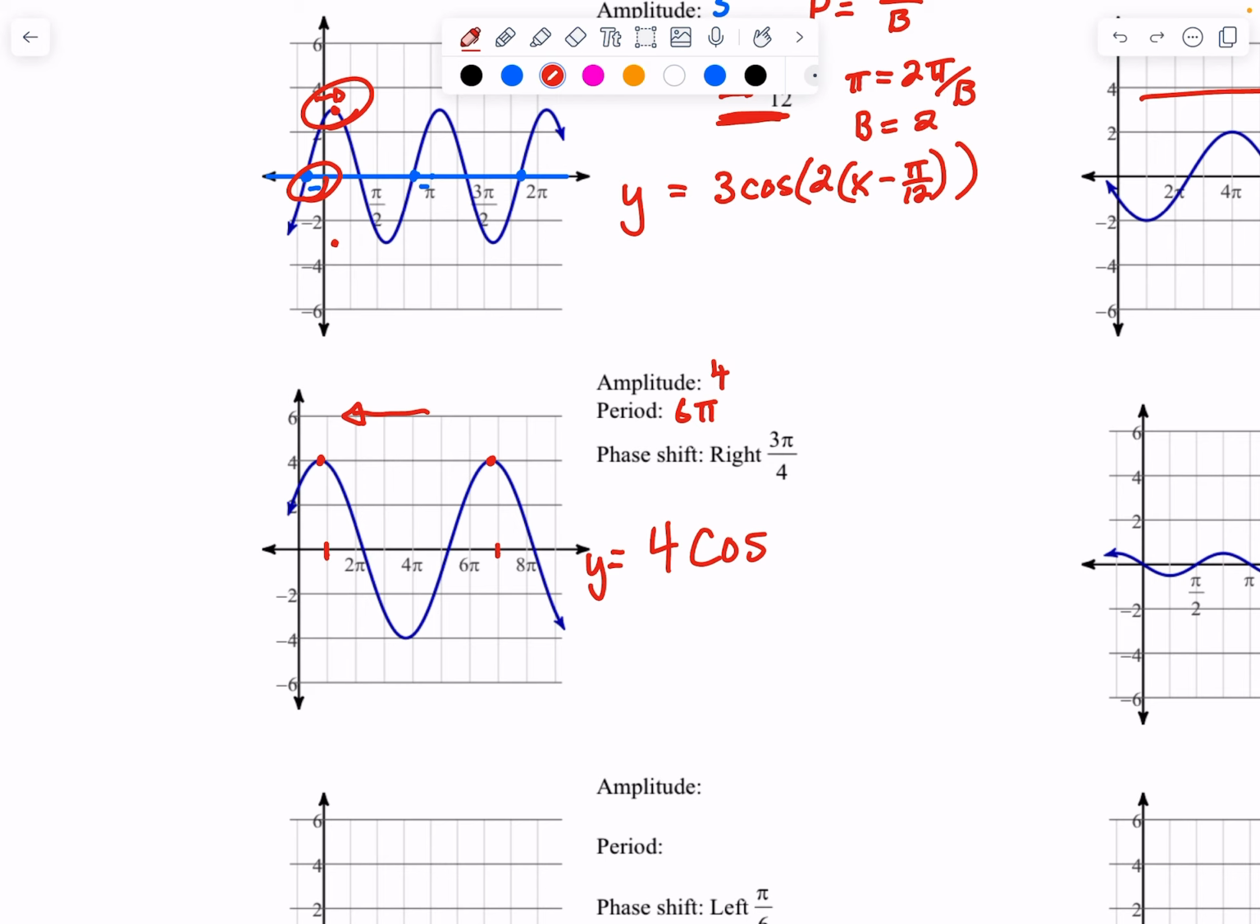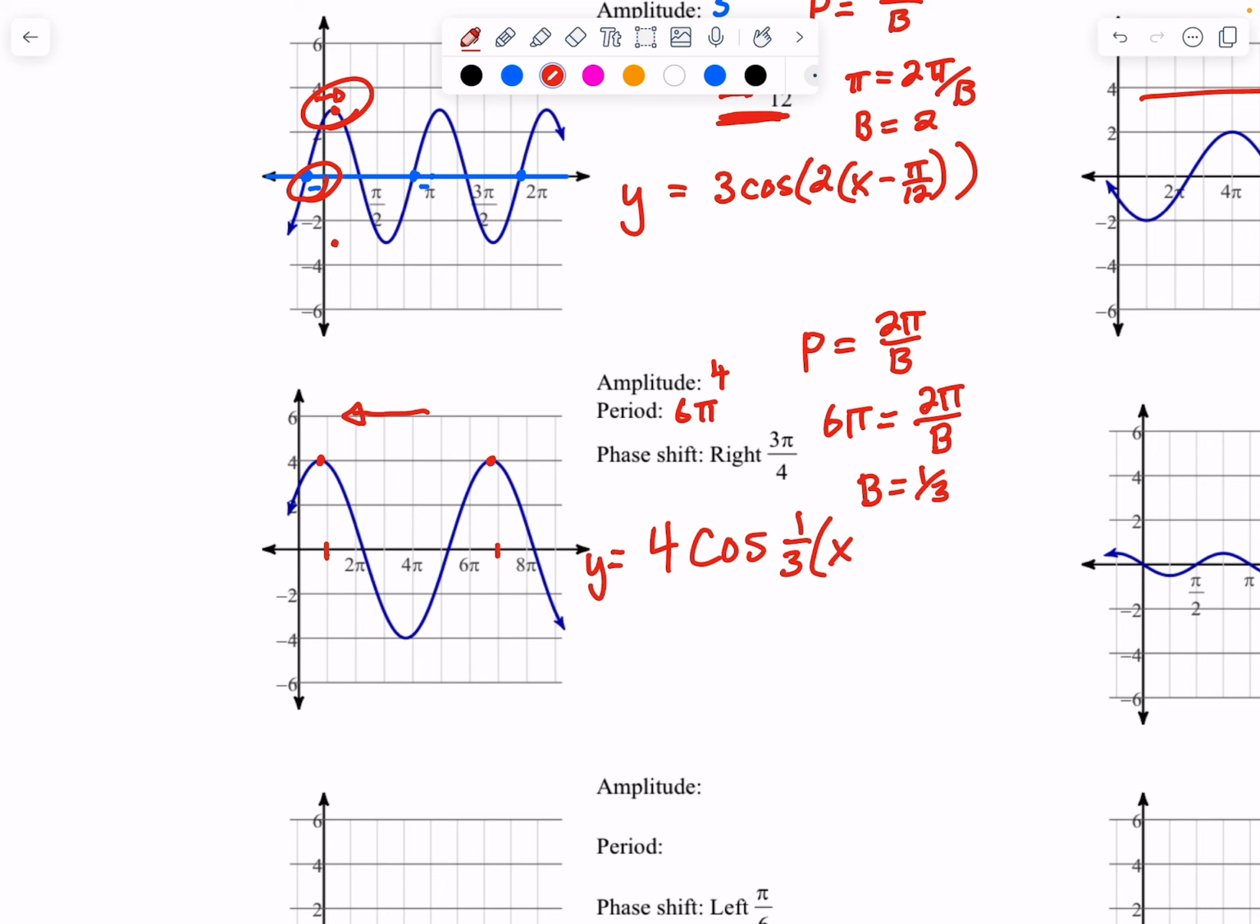Okay, I need to work on the period. Remember that formula is 2 pi over b. The period is 6 pi, and that's 2 pi over b. If I solve for b, then I get 1/3. So the 1/3 goes inside here. We could put that in parentheses like this. I've been doing that. That's fine. Either way is the same thing.